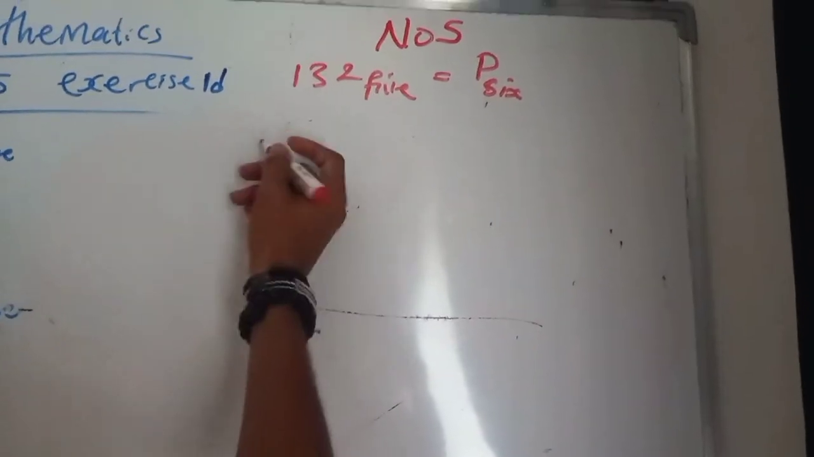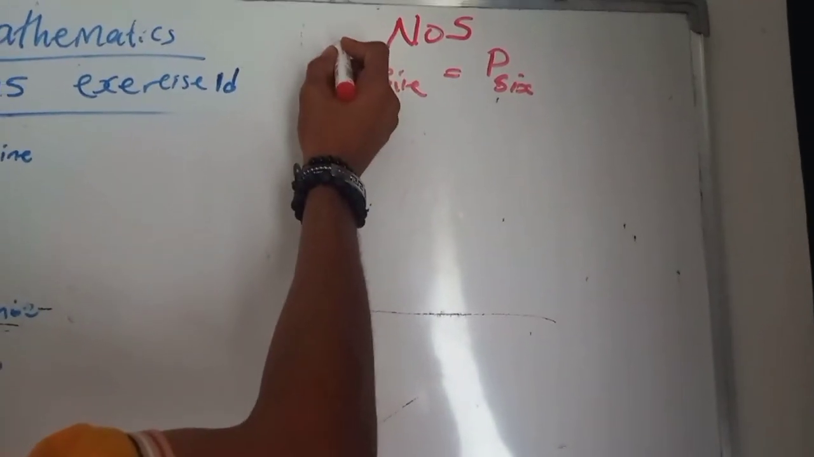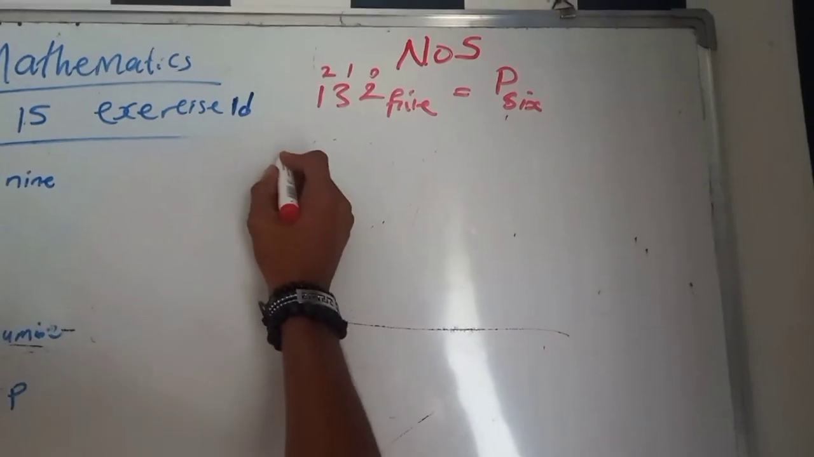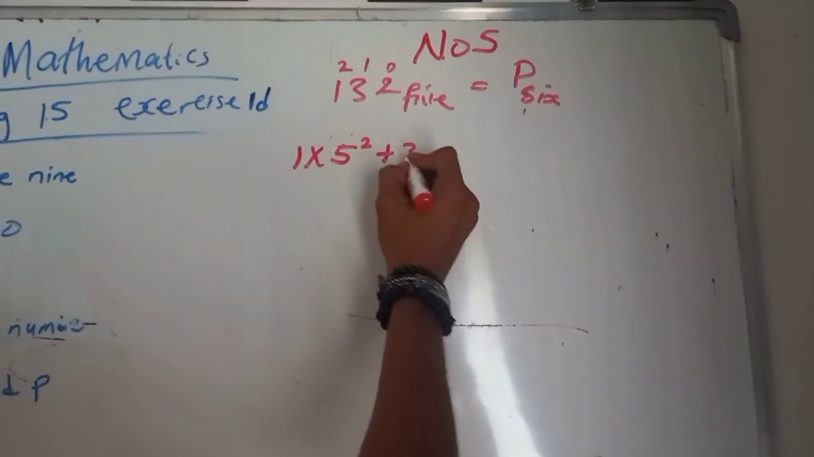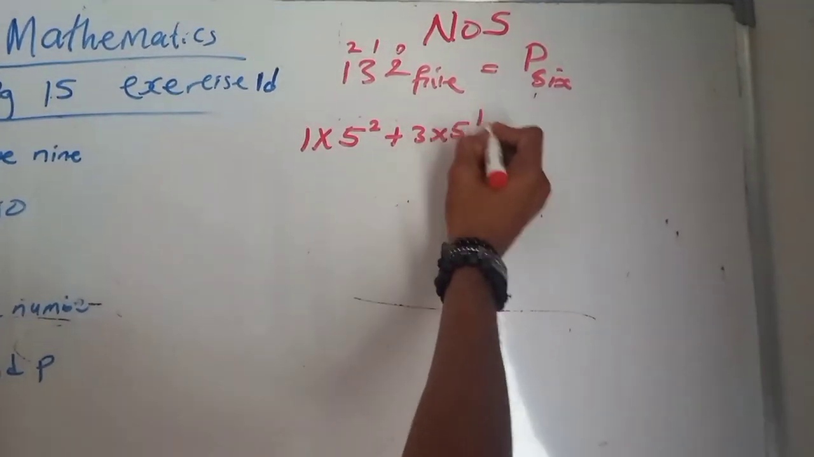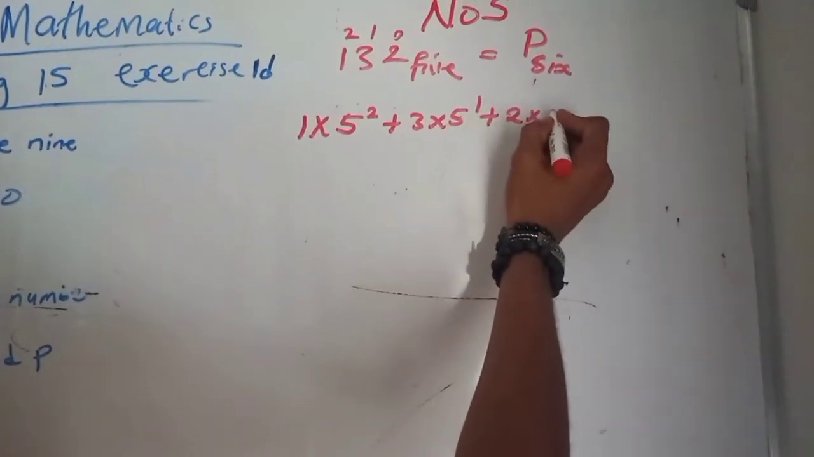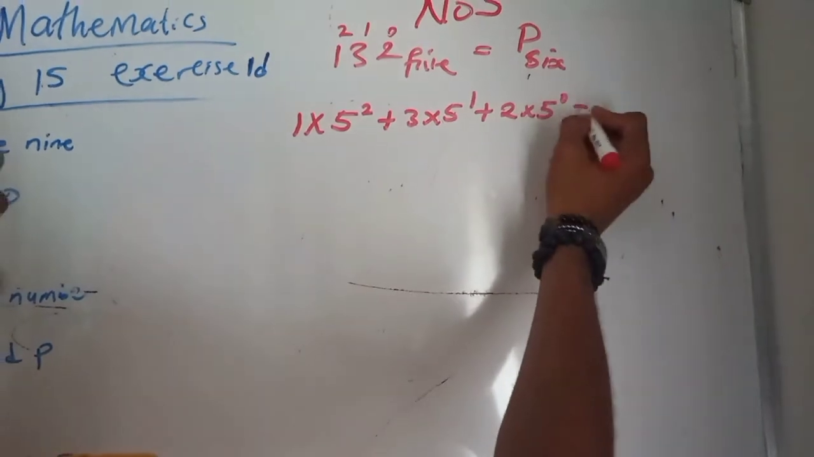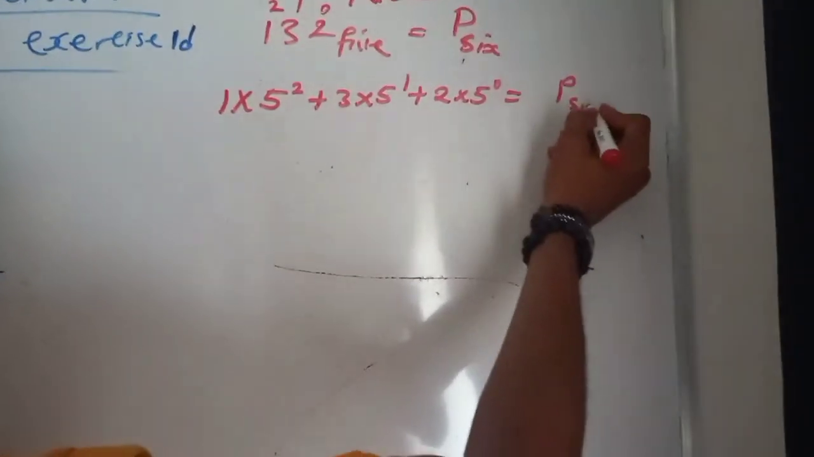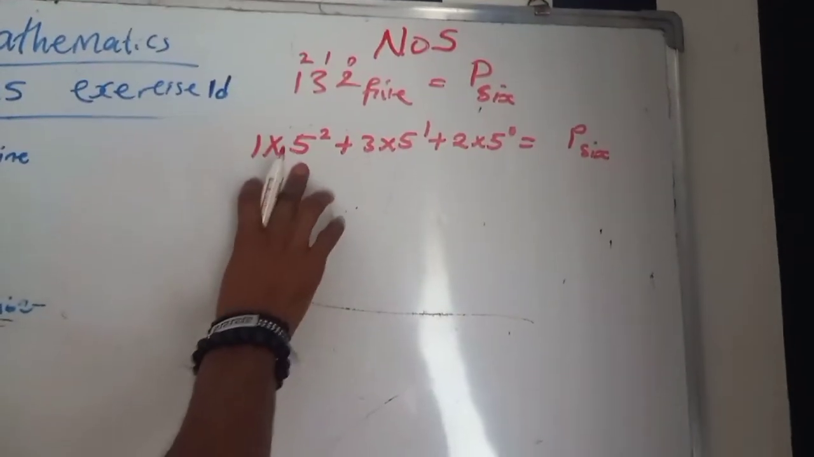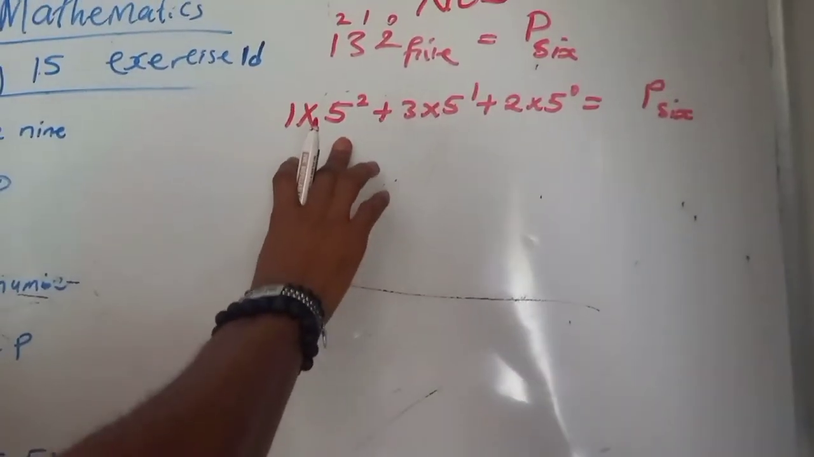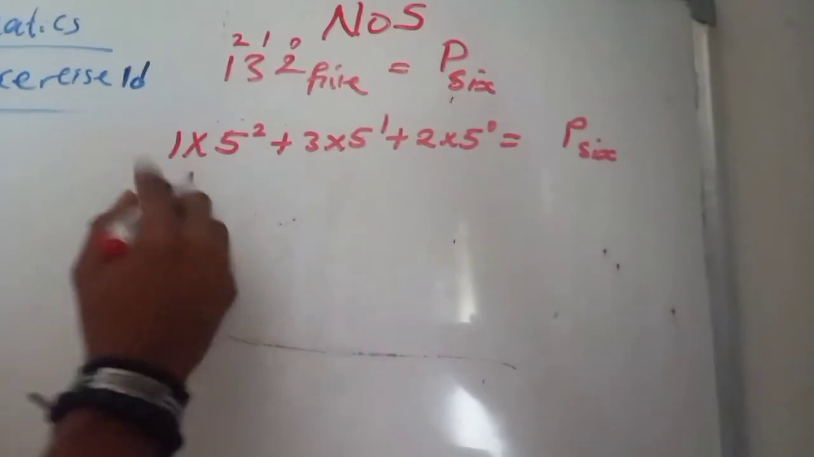So being that, I name it 0, 1, 2. So 1 times base 5 to the power 2 plus 3 times base 5 to the power 1 plus 2 times base 5 to the power 0 equals P base 6. P is unknown. So we can say that 5 to the power 2 means 5 times 5, which is 25.